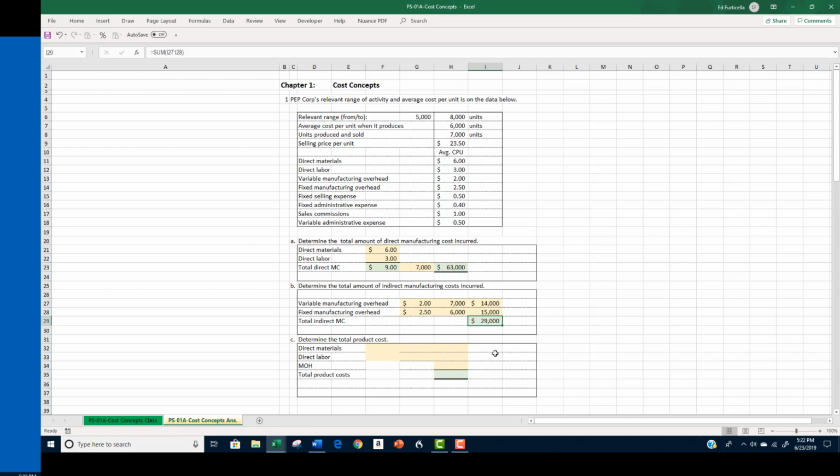Remember that the fixed cost average was based on 6,000 units and as such will remain at $15,000, which is $2.50 times the 6,000 units it was based on. This holds as long as we operate within the relevant range of 5,000 units to 8,000 units.